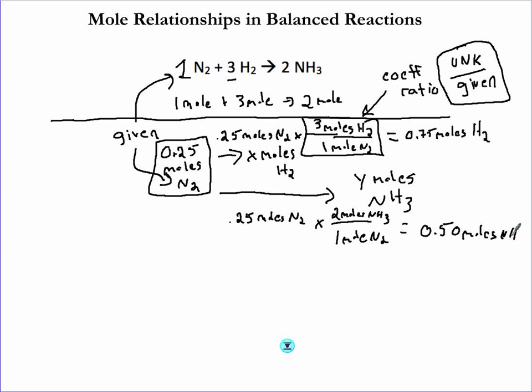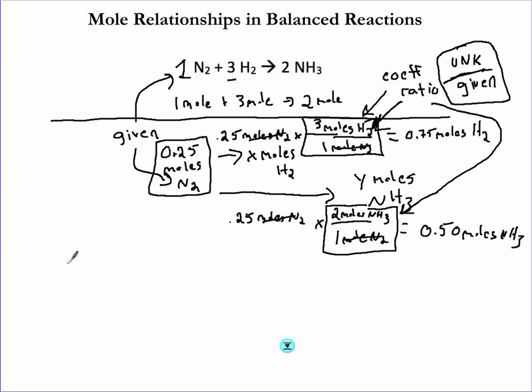Okay, so again, emphasizing that these two ratios right here that I'm using are what we call coefficient ratios. You might notice, by the way, that the moles of N2 and the moles of N2 cancel, and that the moles of N2 and the moles of N2 cancel. That's another way of articulating the fact that the given coefficient must always be in the denominator there.